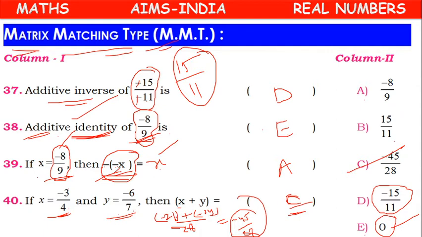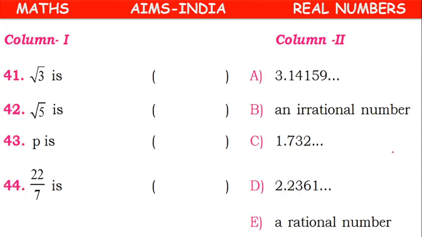Here all questions are having only one option, but matrix matching type means there may be one or more than one. So next, second one.